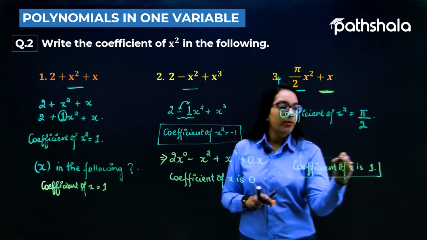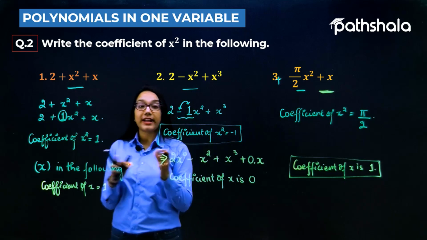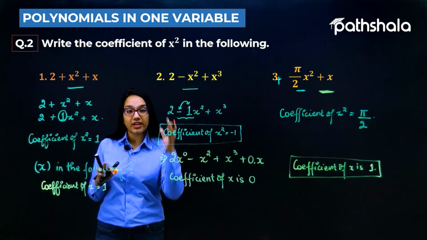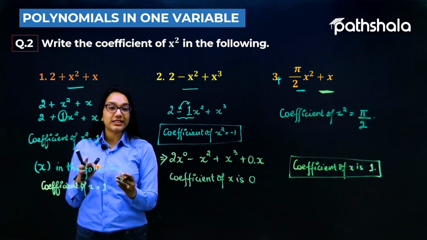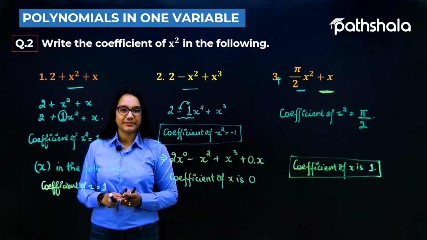So this is all about finding the coefficients of the variables having different exponents. I hope the concept of finding the coefficients of x square or x is all clear to you. So let's move on and try out another question.